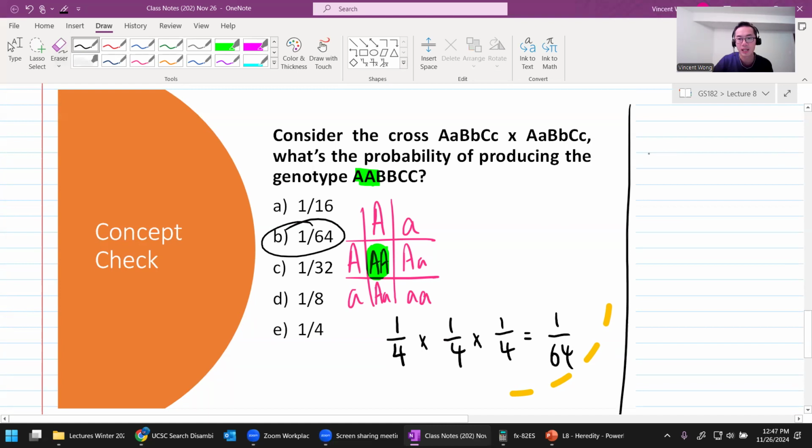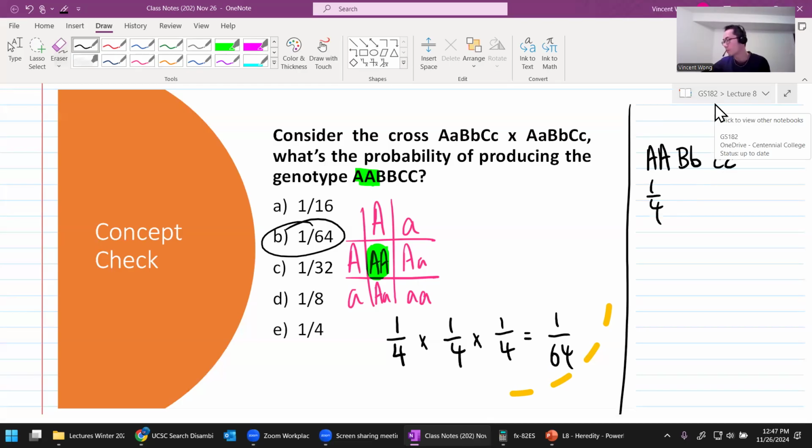Now, just on the side, what if I ask you for big A, big B, small b, small c, small c? Well, think of the Punnett square. Big A is 1/4. What about big B, small b? What's the probability of big B, small b in the Punnett square?